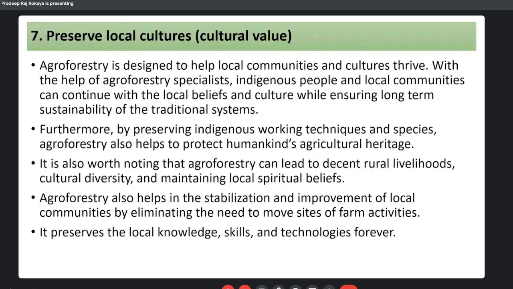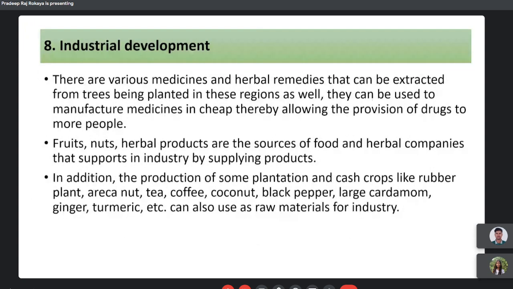and maintain the local spiritual benefit. Agroforestry helps in the stabilization and improvement of local community by eliminating the need to move aside from farm activities, preserve the local knowledge, skill, and technology.